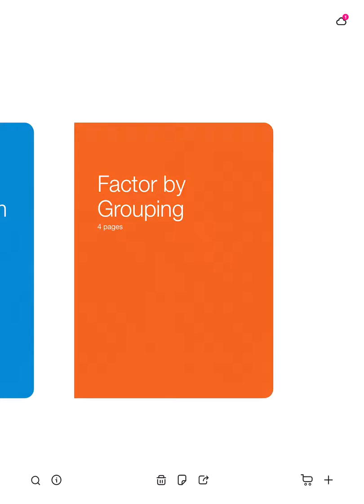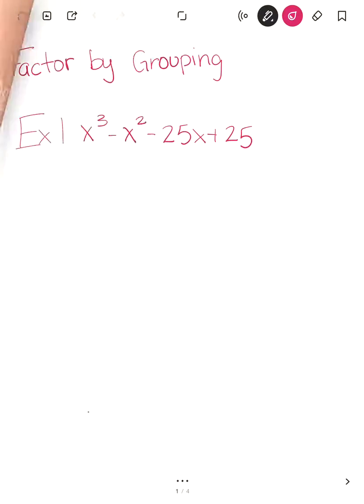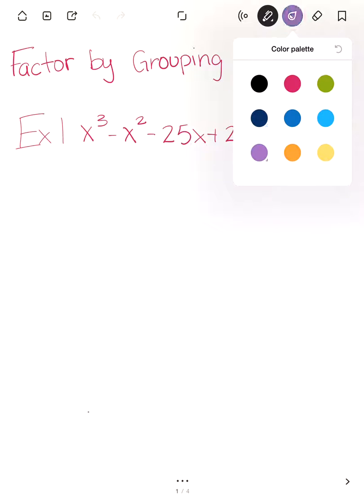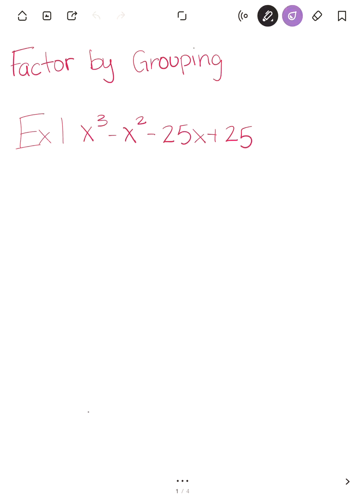This video is factoring by grouping. So if we look at example 1, what I notice first is I have x cubed minus x squared minus 25x plus 25. I have 4 terms. Therefore, I'm going to group them together and factor by grouping.